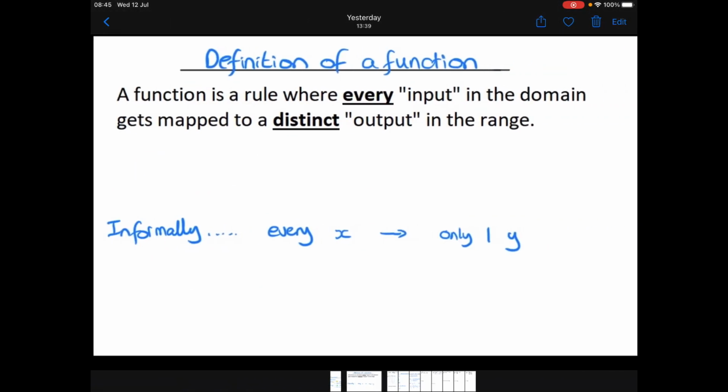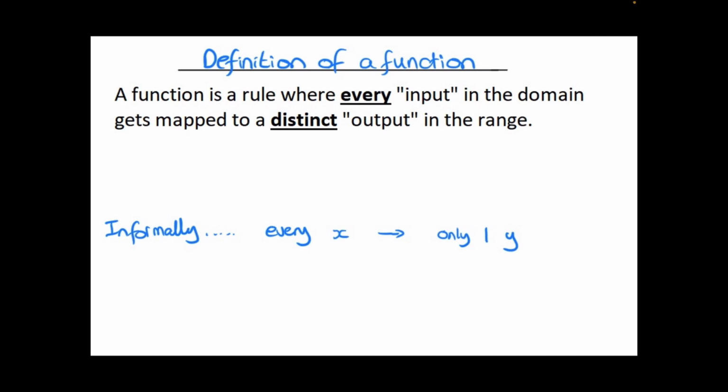So first, the formal definition of a function. A function is a rule where every input in the domain gets mapped to a distinct output in the range. So the key words there are underlined in bold. Every input gets mapped or turned into a distinct output. So informally, I can summarize that by saying that every x will get turned into only one value of y.